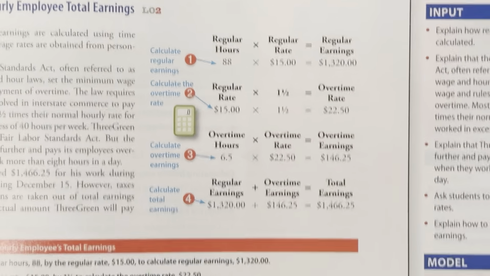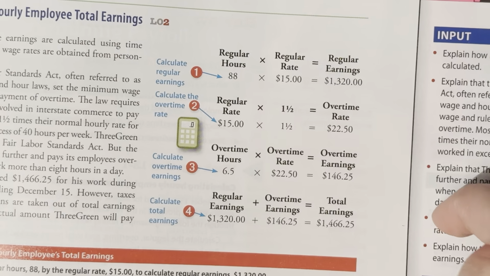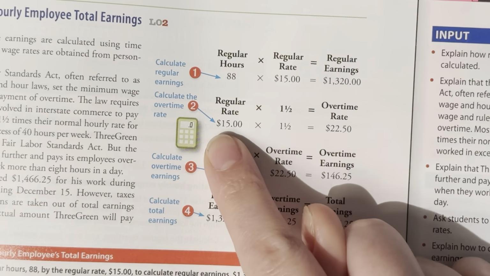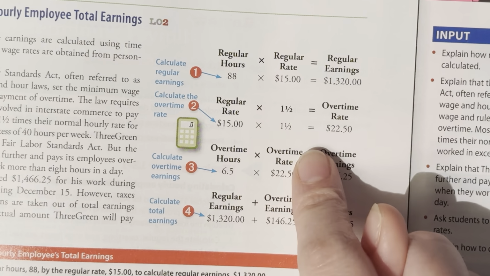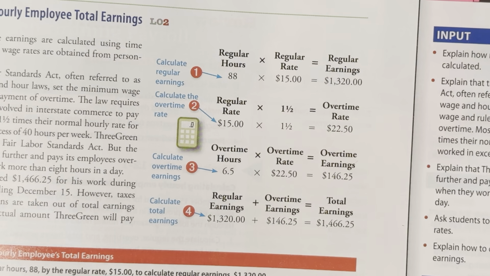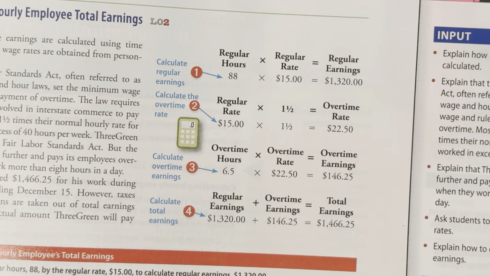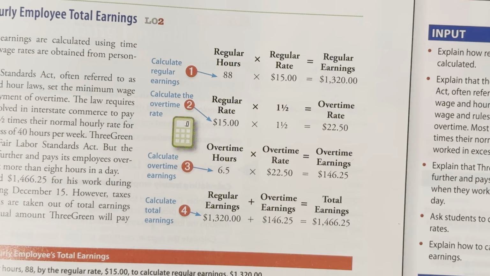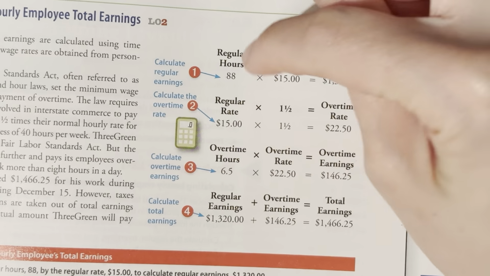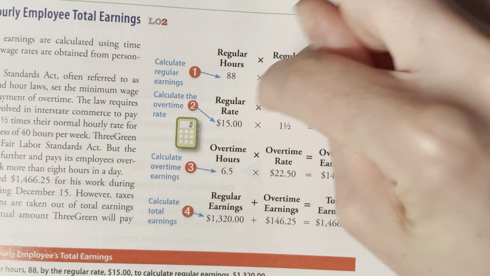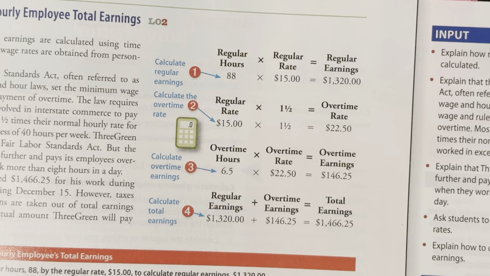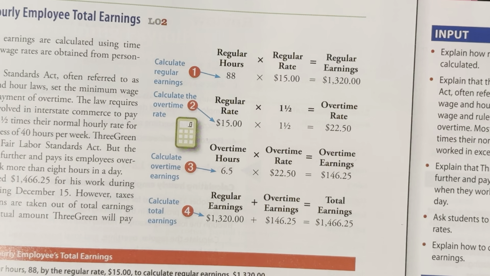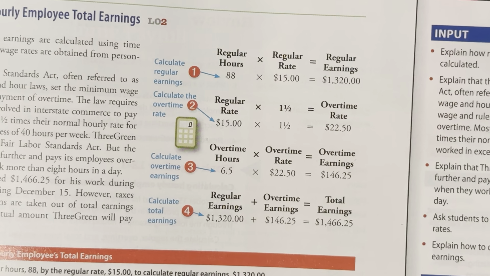Now we need to calculate his overtime rate. So we take his normal rate, times it by 1.5 to get his overtime rate of $22.50. Okay, so John, we first calculated how many hours he worked, then we went right in and said, okay, 88 hours times his regular pay, and we get a regular earnings. Then we want to find the overtime rate. Regular rate times 1.5 equals the overtime rate.